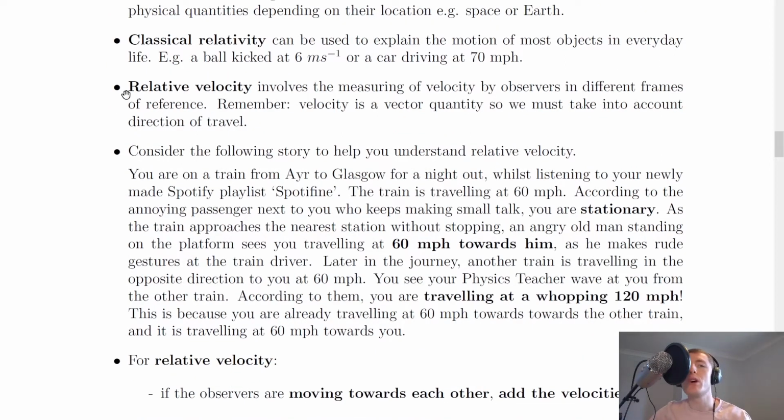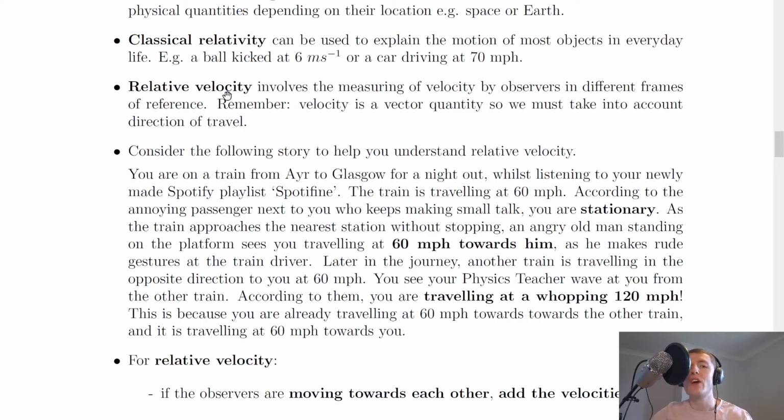We're now going to see what is meant by classical relativity as opposed to special relativity. Classical relativity can be used to explain the motion of most objects in everyday life, for example a ball kicked at 6 meters per second or a car driving at 70 miles per hour. Most of the physics that you will have done up until this point will have involved classical relativity, where you're looking at the motion of balls and vehicles and just standard everyday objects. But this section is all to do with special relativity, and we're going to see how this differs.